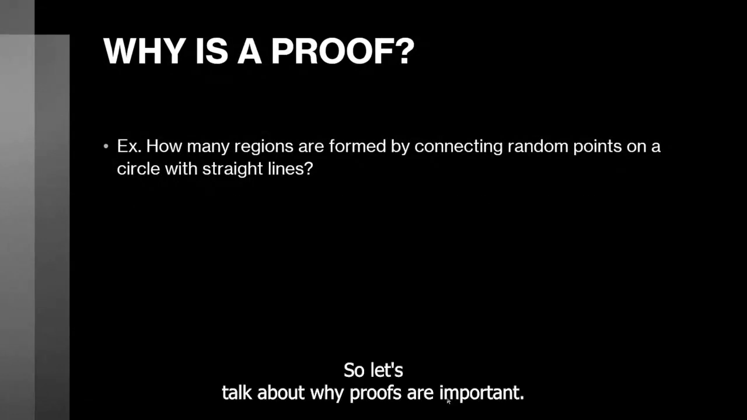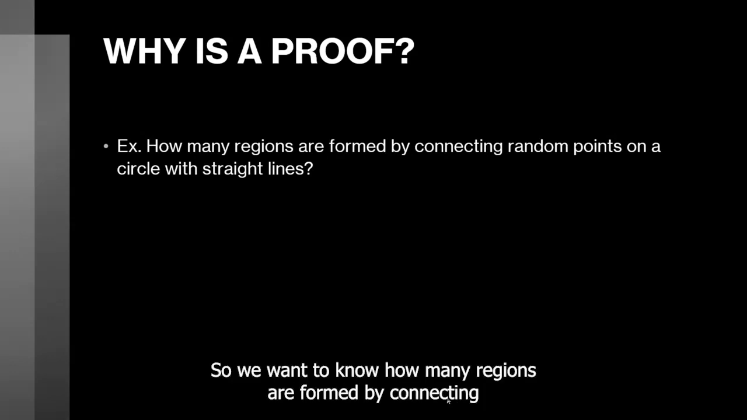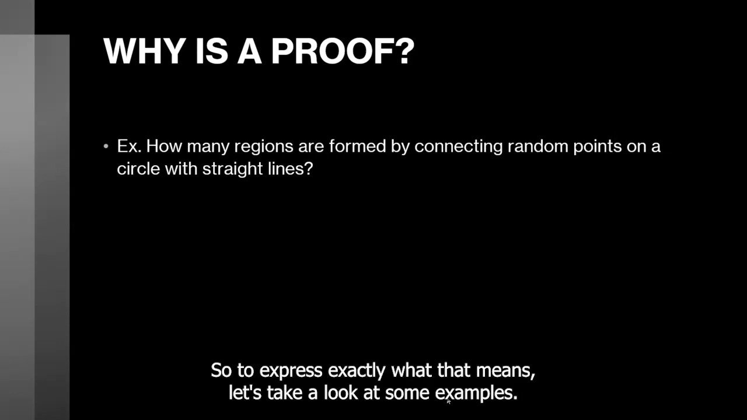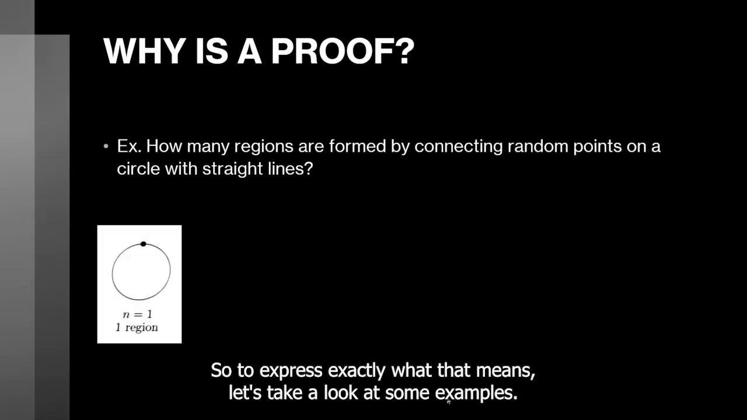So let's talk about why proofs are important. And let's take a look at this example here. We want to know how many regions are formed by connecting random points on a circle using straight lines. To express exactly what that means, let's take a look at some examples.